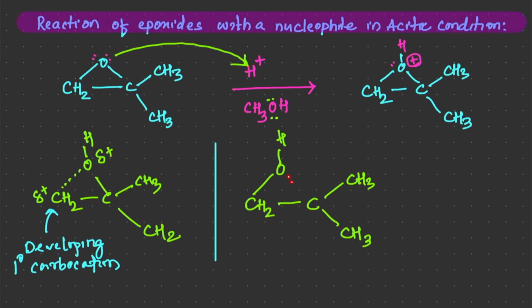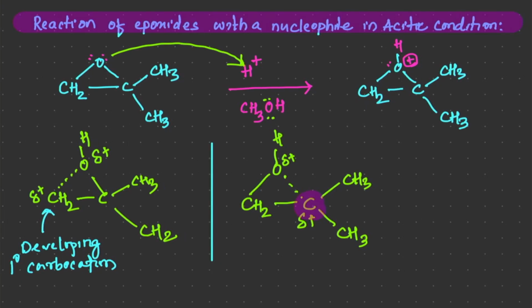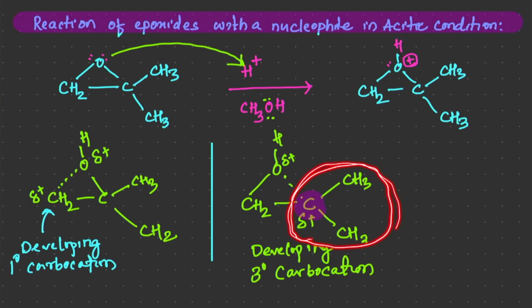In this case, let's say you have a dotted line here. Now you have the same delta plus on oxygen, but look at the delta plus on this side. This is a developing tertiary carbocation. So in this case, the electronic effect, generated by the stability of this developing tertiary carbocation, is more likely to happen.